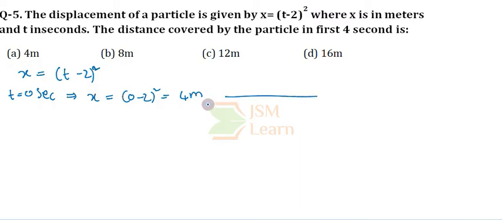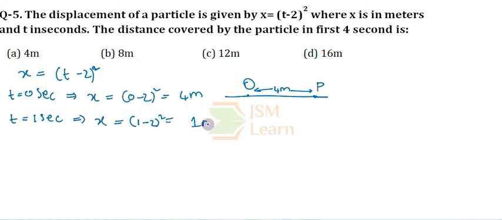They are supposing some point O, and with respect to point O they have given the displacement. That is, with respect to point O, the displacement of the particle at t equals 0 is 4 meters. Now when we move further and find its position at t equals 1 second, we get x equals 1 minus 2 whole squared, that is nothing but 1 meter. It means the position of the particle with respect to point O is now 1 meter, the distance between point O and the particle is 1 meter.